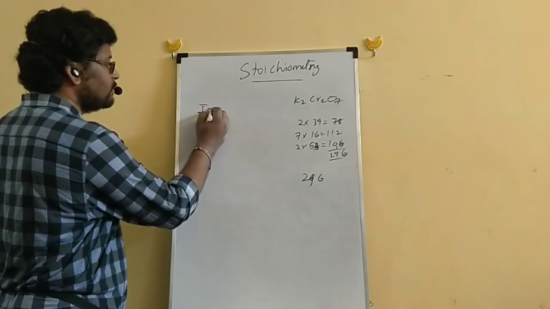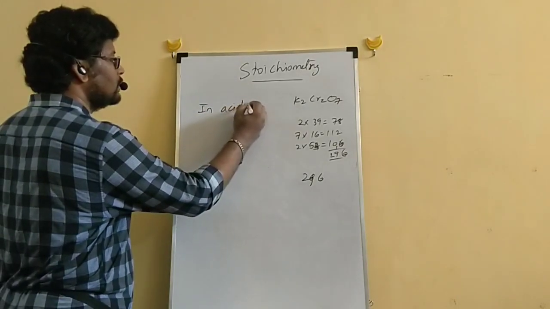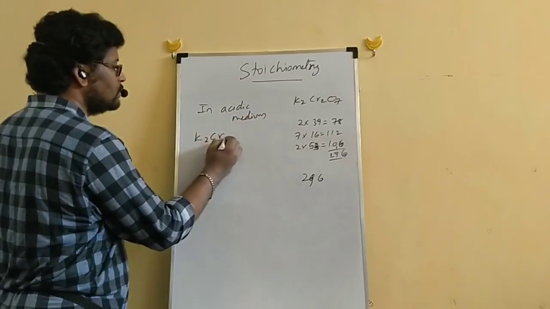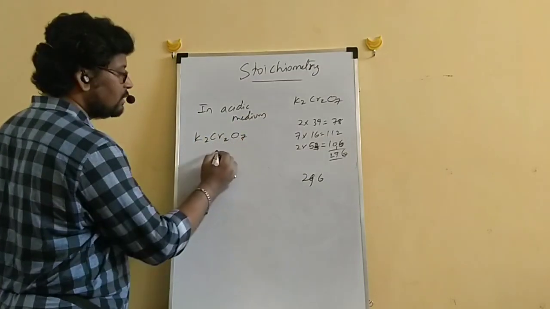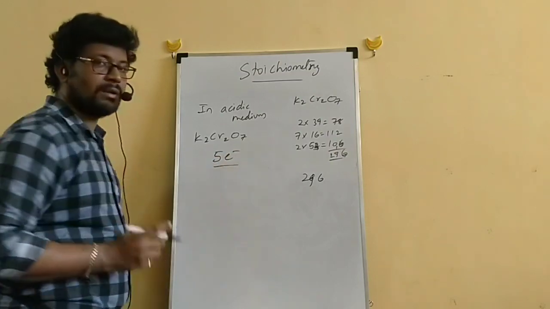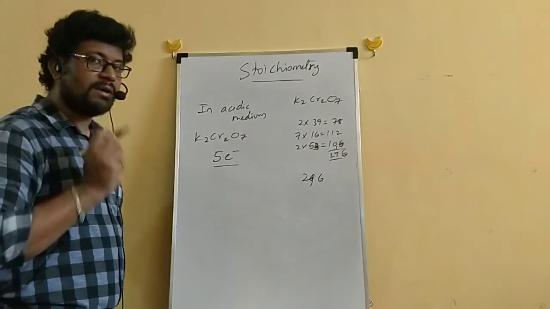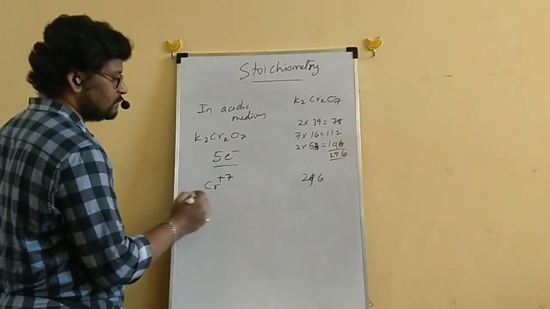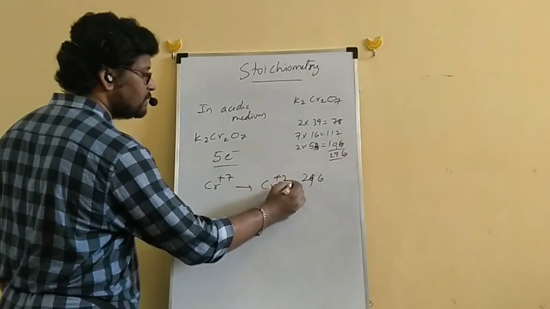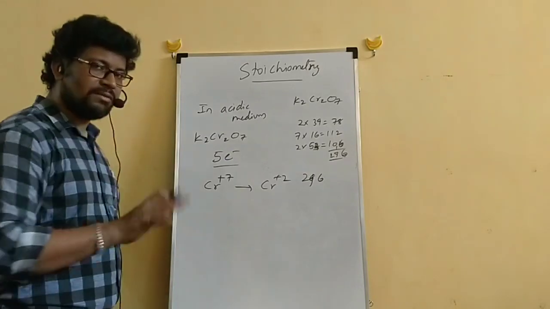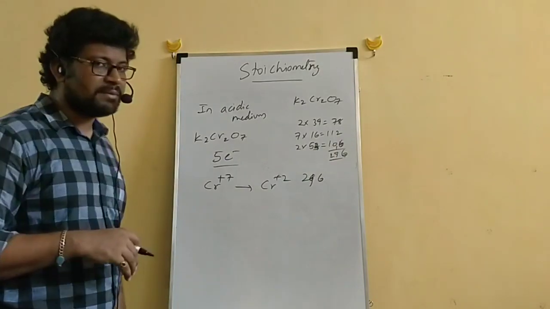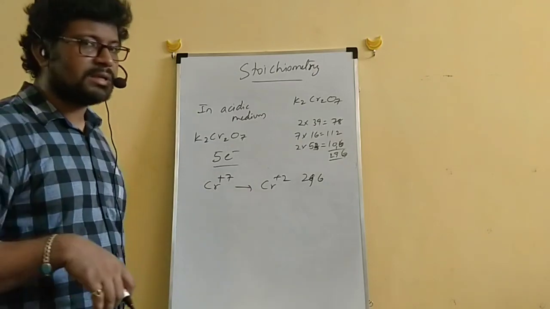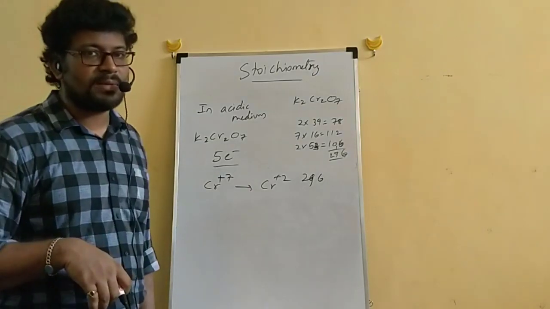In acidic medium, K2Cr2O7 is involved with 5 electrons. Cr plus 7 is changed to Cr plus 2. Those reactions we have to remember, like acidic medium. For basic medium and neutral medium also, I will send through WhatsApp, whatever the K2Cr2O7 reactions are in basic medium and neutral medium.